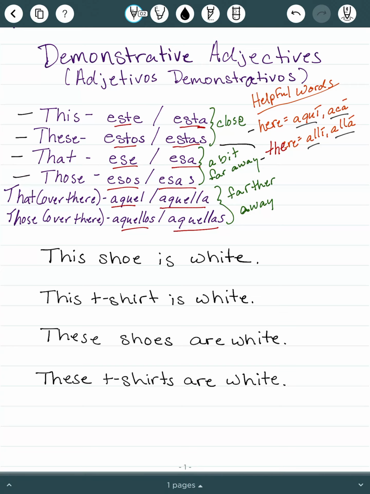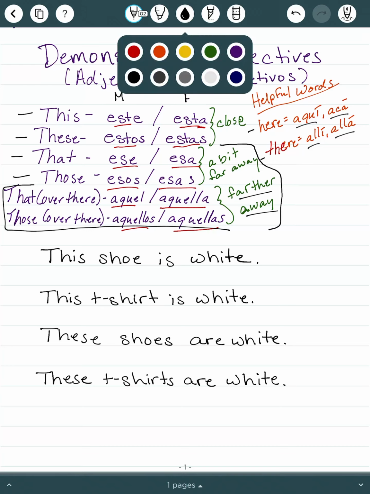Now with that and those and that over there and those over there, this is a little bit different. For us in English, I guess the difference would just be how far away it is. Hey, look at that shirt. That one? No, that one over there. So these words right here just kind of seem a little bit farther away. But if it's a little farther away, that over there would be aquel or aquella. Those over there would be aquellos and aquellas. And the difference is what you probably are thinking. All the ones on the left here are masculine, and the ones on the right are feminine.